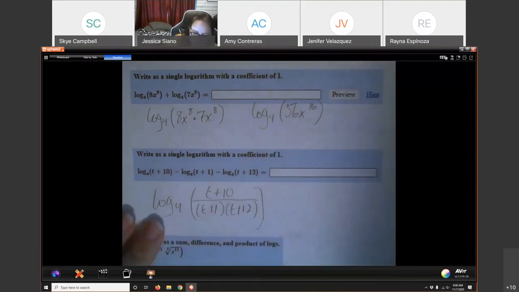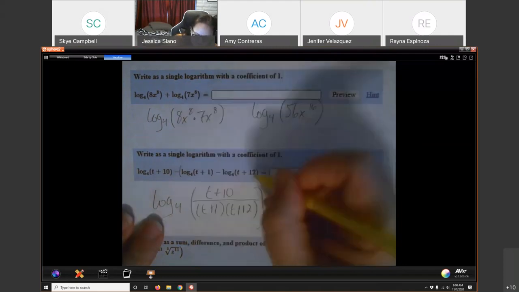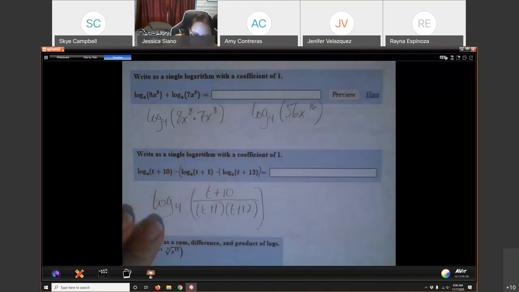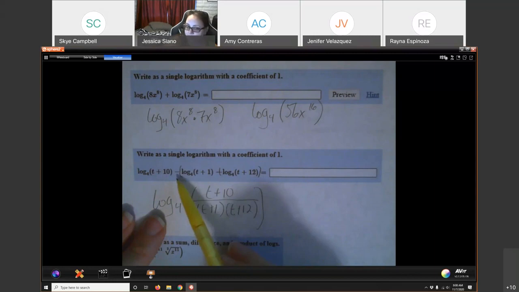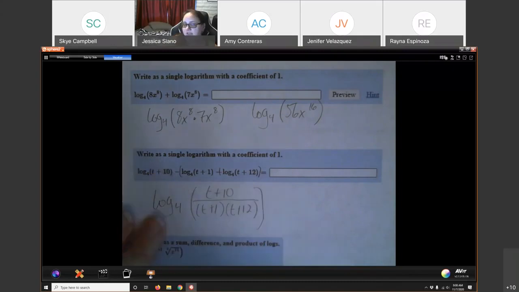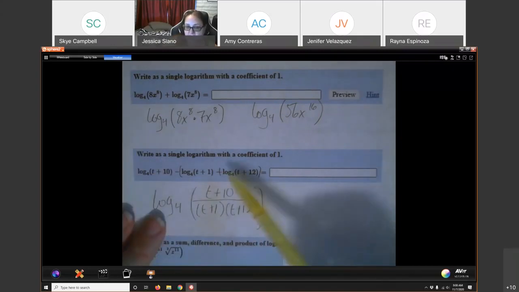So you could always think of it this way. If I GCF out the negative between these two, it would be that these two are being multiplied and they're on the bottom. So really another way to think about it when you have a bunch of stuff like this is that anything that's positive goes in the numerator and anything that's negative goes in the denominator. Okay?